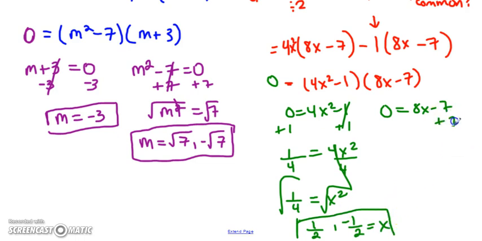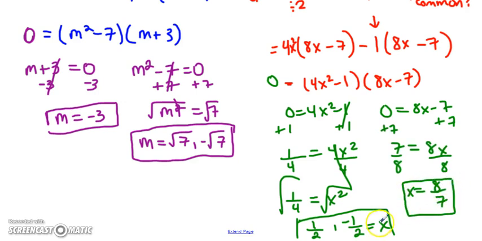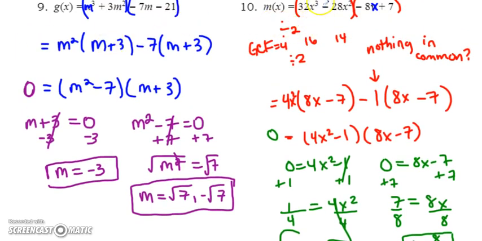And then over here, I've got to add 7. So 7 equals 8x. And I've got to divide by 8. So x equals 7 over 8. And again, 1, 2, 3 numbers, and the original equation was to the 3rd power.